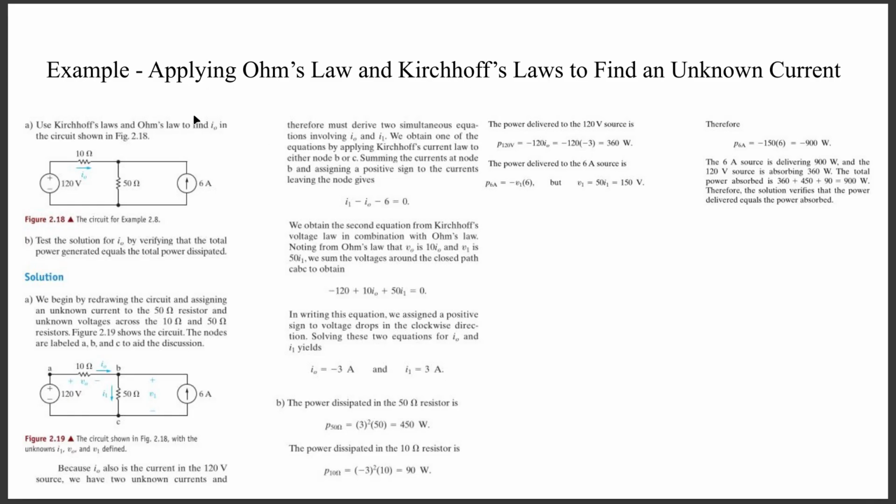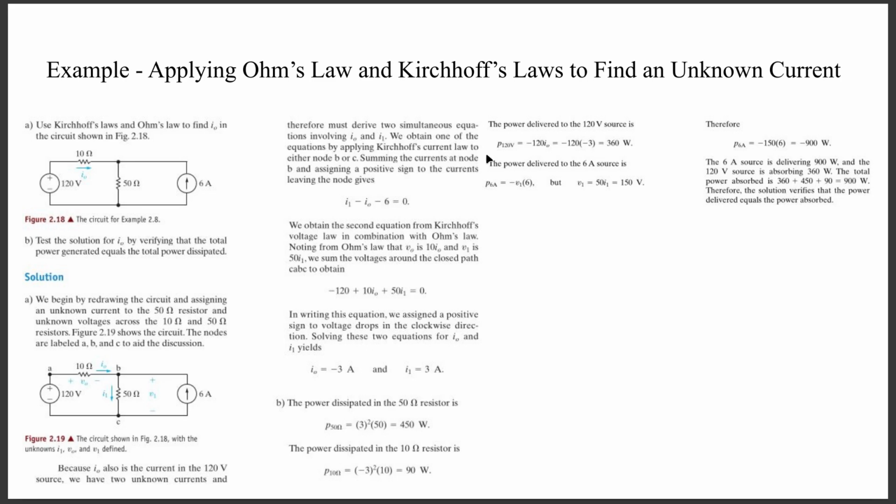So, an example, applying Ohm's law and Kirchhoff's laws to find an unknown current. Use Kirchhoff's laws and Ohm's law to find I naught in the circuit shown below. Test the solution for I naught by verifying that the total power generated equals the total power dissipated. We begin by redrawing the circuit and assigning an unknown current to the 50 ohm resistor and unknown voltages across the 10 ohm and 50 ohm resistors, as shown in this circuit here. Because I naught also is the current in the 120 volt source, we have two unknown currents, and therefore must derive two simultaneous equations involving I naught and I1.